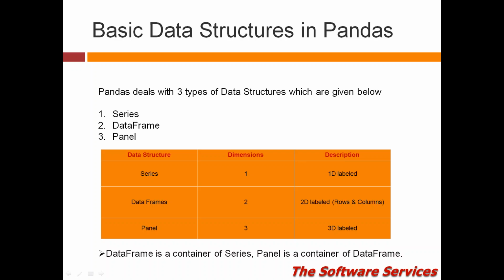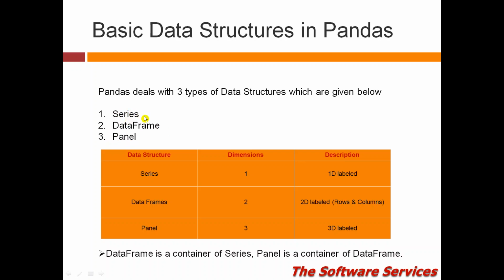In this class, we will discuss the data structures in Pandas, the basic data structures in Pandas, friends. Pandas deals with mainly three types of data structures, friends: number one is series, number two is data frame, and the other type is panel. These are the three types of data structures we are going to use in Pandas.